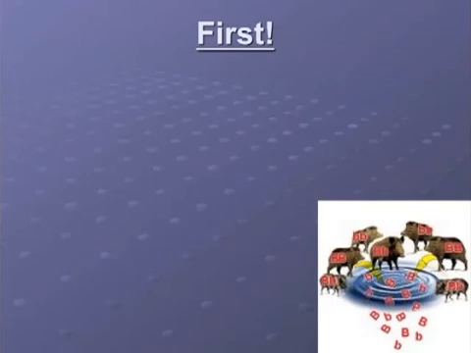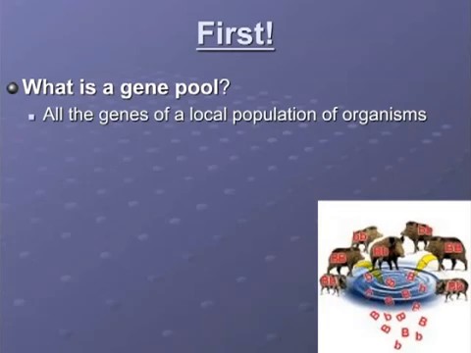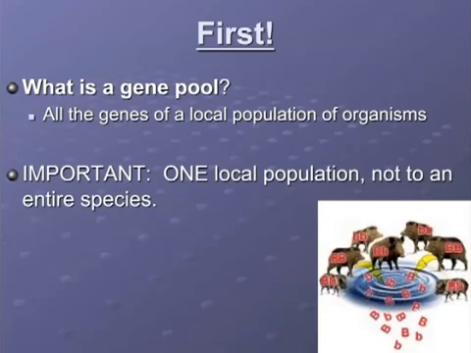So, we have to first understand what a gene pool is. A gene pool is all of the genes in the local population of an organism. So a gene pool of a biology class would be all of the genes of the people in that class. So every single one of them. And it's one local population, not the entire species, which is important because you have to realize it has to be a local population because those are the organisms that are going to interbreed. The outside organisms, even if they're in the same species, if they're on a different continent, are not going to be part of that gene pool because their genes are never going to get into that one population.